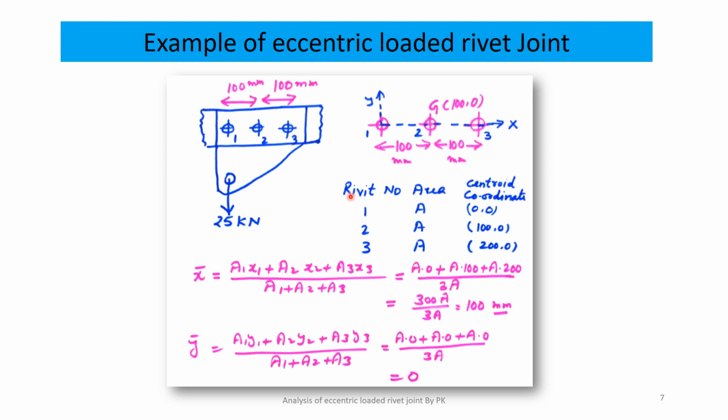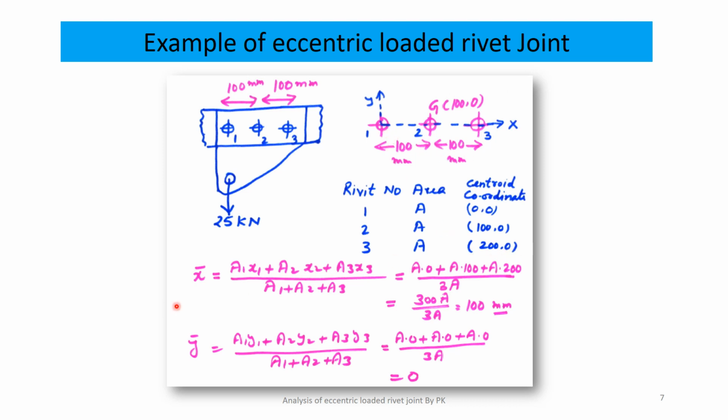Next we have to make a table: rivet number 1, rivet number 2, rivet number 3, and their areas. All rivets are identical in area, so we put their area as A, A, A. We write down the centroid coordinates here. The first rivet is at the origin, so its coordinate is 0, 0. Rivet number 2 is at 100, 0. Rivet number 3 is at a distance of 200 from the origin, so this is 200, 0.